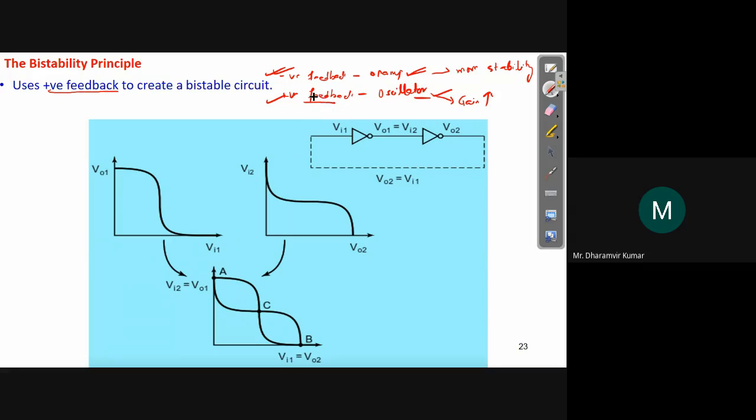Now, this is one of the concepts that is also used to create a bistable circuit. A bistable circuit has memory as one of its properties. So to create a memory, which feedback concept is used? Positive feedback concept is used.